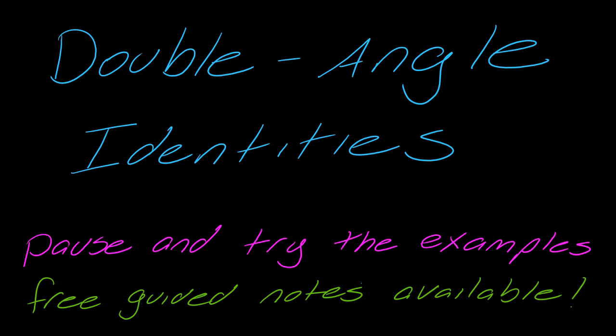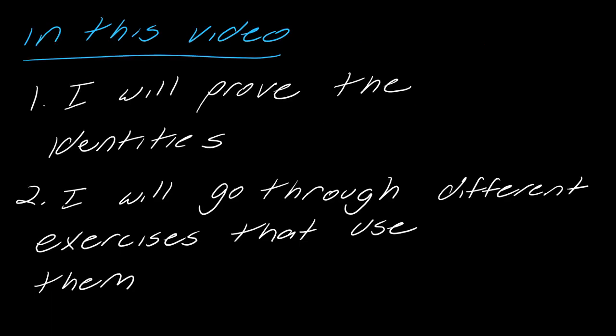So we're going to talk about the double angle identities, and in this video first I'm going to prove the identities and then I'll go through different exercises that use the identities, so hopefully you have a pretty good sense of them. So we're going to start with the identity cosine of 2a.